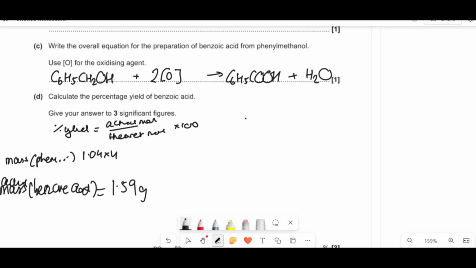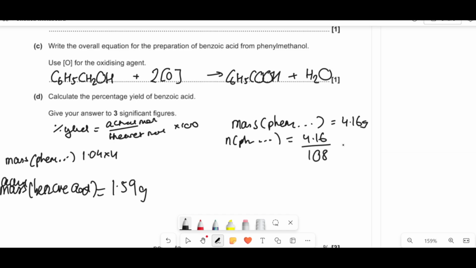Either's fine. So if I know that the mass of the phenyl methanol was 1.04 times 4, which is 4.16 grams, I can work out the moles, which would be 4.16 divided by its Mr, which is 108. So the moles of this is going to equal 0.0385 moles.